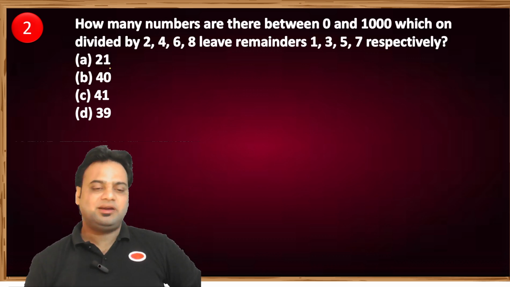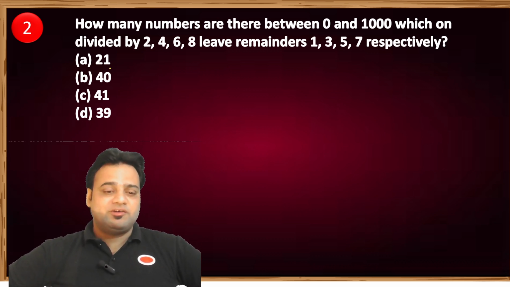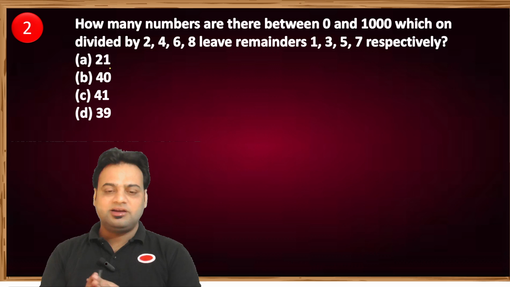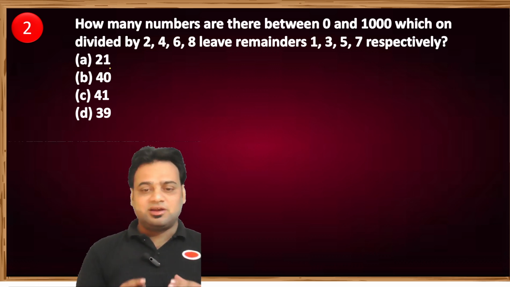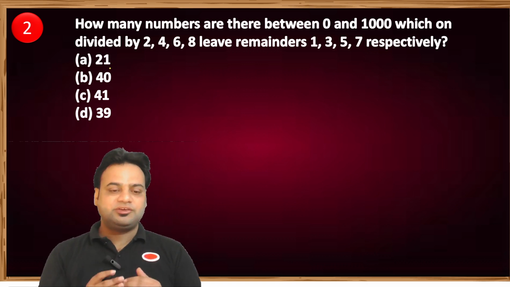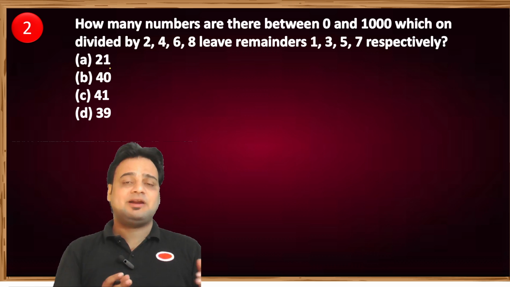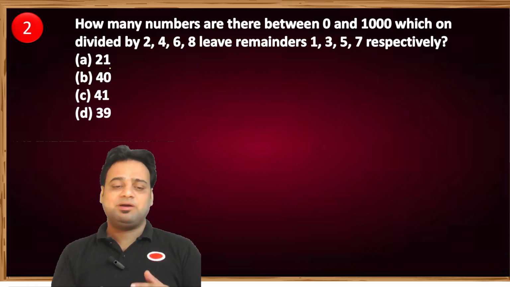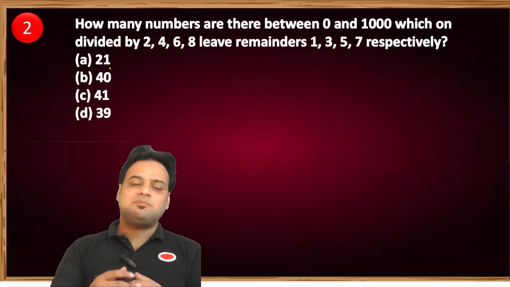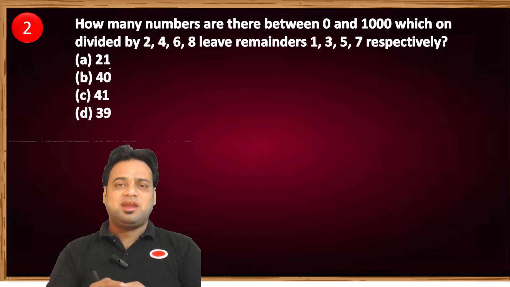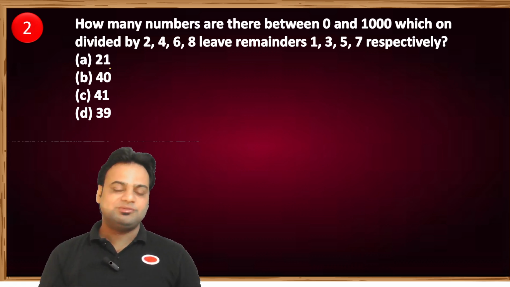The question is: how many numbers are there between 0 and 1000 which, when divided by 2, 4, 6, 8, leave remainders 1, 3, 5, 7 respectively. So that number must be such that if you divide by 2, 4, 6, 8, it leaves these remainders. So that number is related to a multiple of 2, 4, 6, 8, and all are common. That means you need to find the LCM of these numbers.